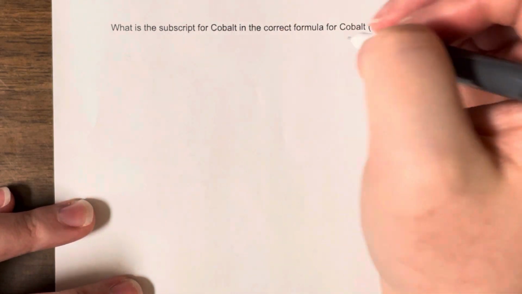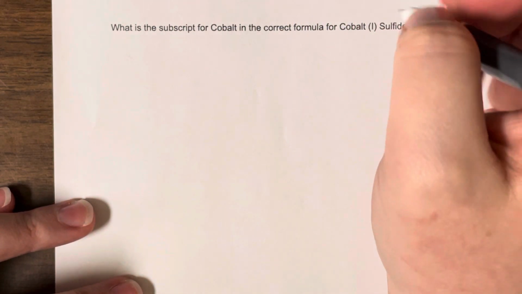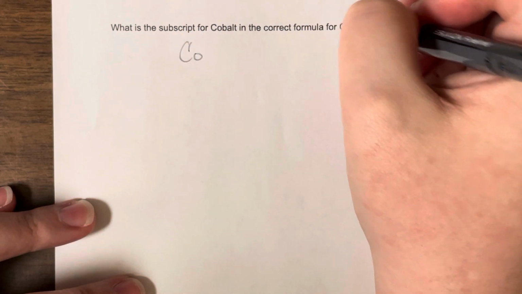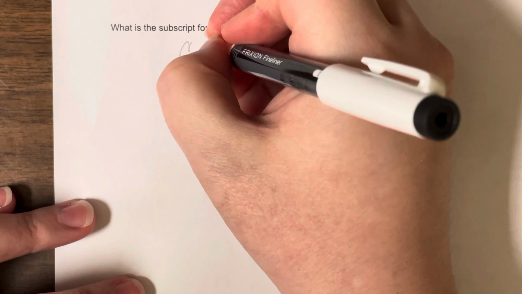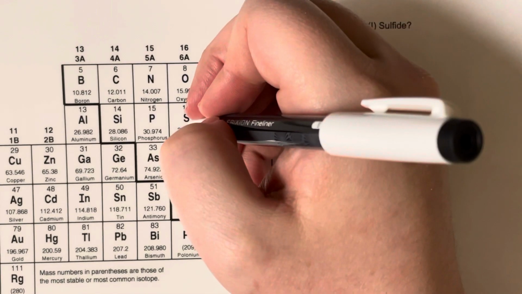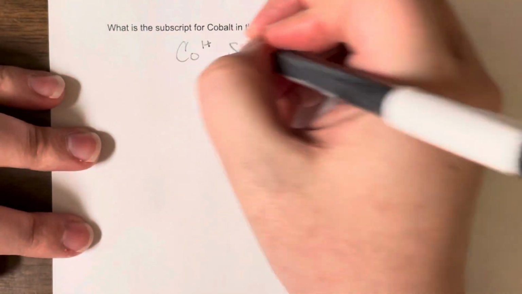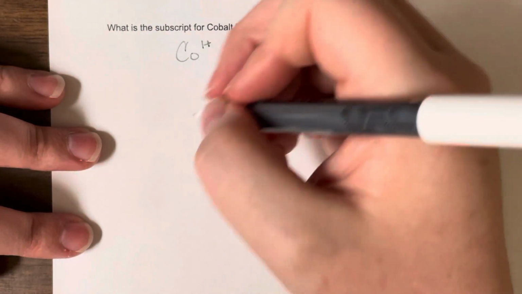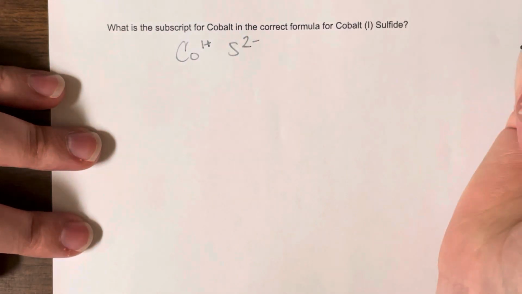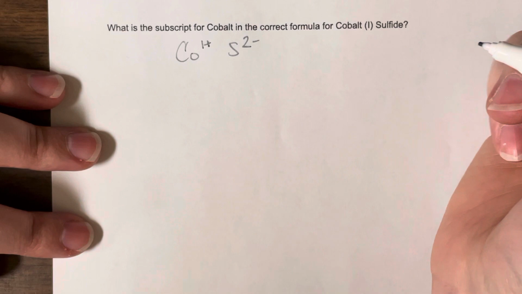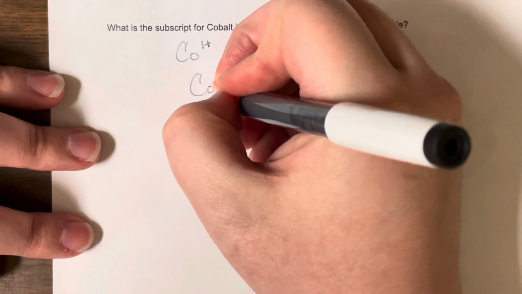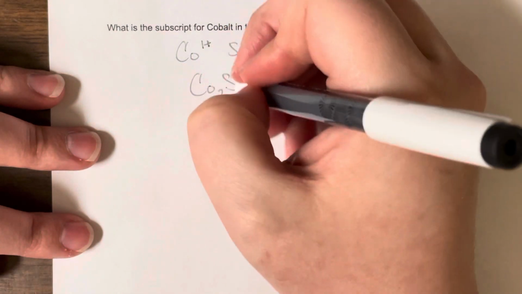What is the subscript for cobalt and the correct formula for cobalt(I) sulfide? So cobalt has the symbol Co. Cobalt 1 means that I have a charge of positive 1. Sulfide is secretly sulfur. Sulfur has the symbol of S, and it is in the 6th column, which means it has 6 valence electrons. So I have 6, but I want 8, so I'm going to go ahead and steal 2 electrons. Stealing is bad, so I have a charge of -2. Then I would go ahead and exchange charges for subscripts, and I would be left with Co2S.